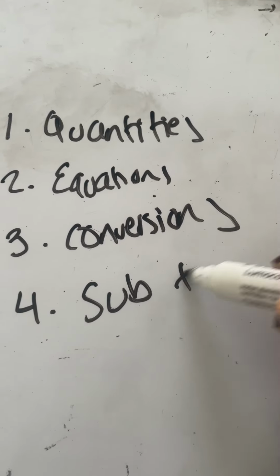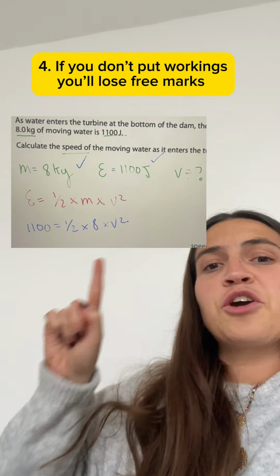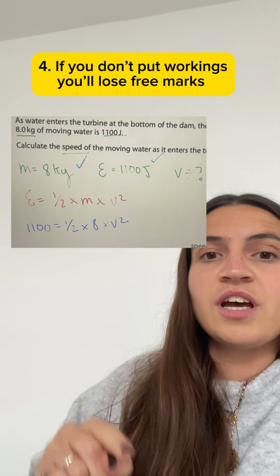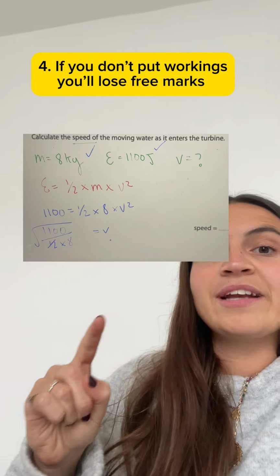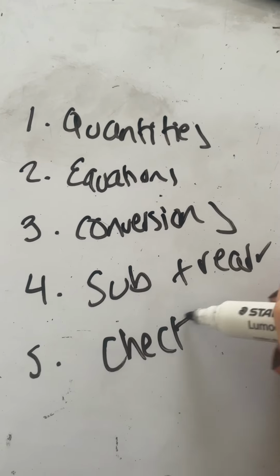Number 4, substitute and rearrange. Now you put those quantities into the correct part of your equation and you rearrange to make, in this case, your speed the subject.